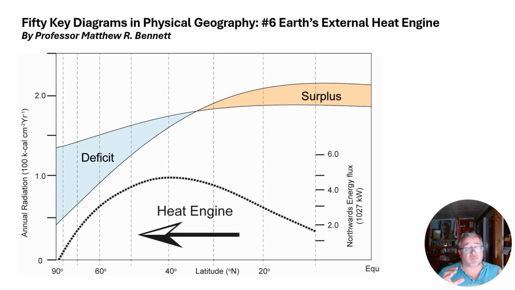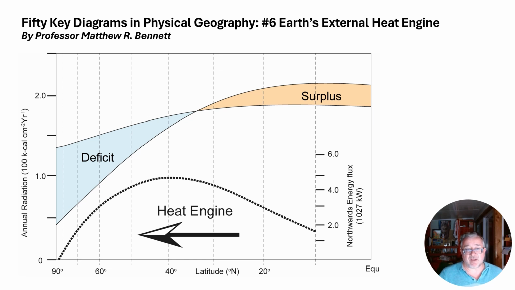For me, this is probably the most fundamental of all the diagrams in my first 50 key diagrams in physical geography, because it describes the mechanism by which the atmosphere and ocean currents operate, because they operate to change this surplus of heat that we get in the equator to this deficit. It's an example of entropy, the movement of a gradient constantly working to decrease that gradient.